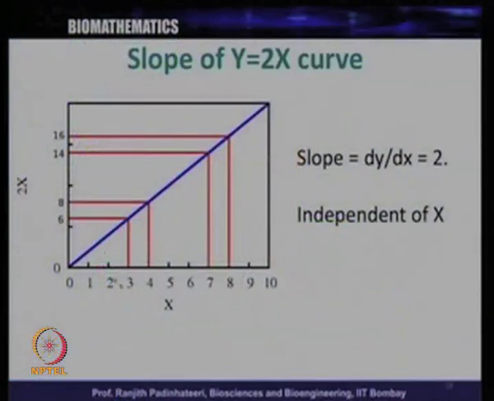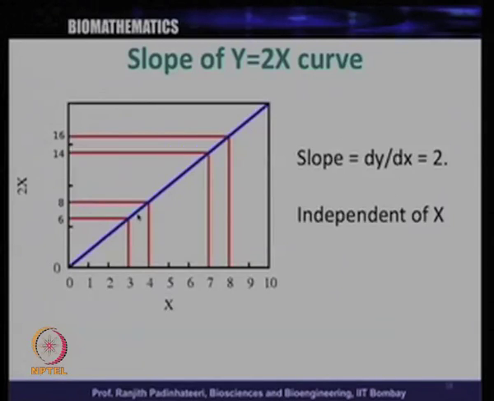Now, we took 3 and 4 as we see here, and you got 6 and 8. Let us take 7 and 8, just like we did in the previous case. If we take 7 as the x value, the corresponding y value is twice 7, which is 14. If you take 8 as the x value, the corresponding y value is 16. So, the change in x is 8 minus 7, which is 1. The change in y is 16 minus 14, which is 2. So, dy by dx is again 2 here.